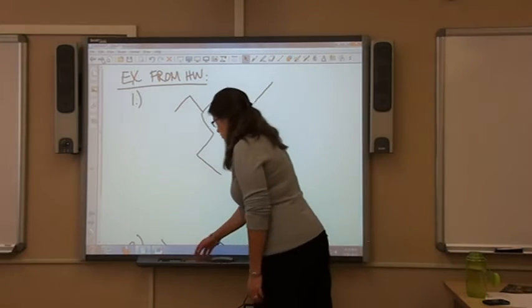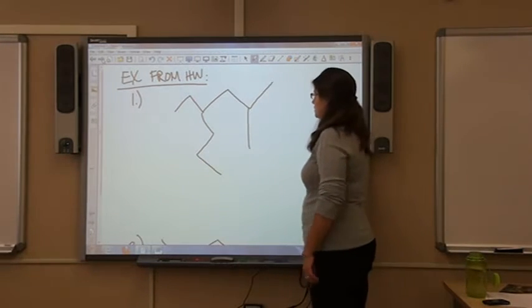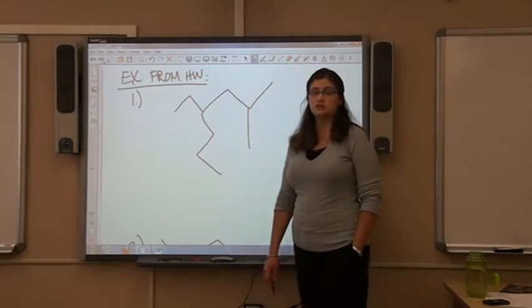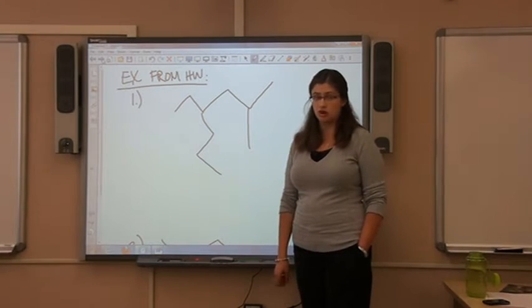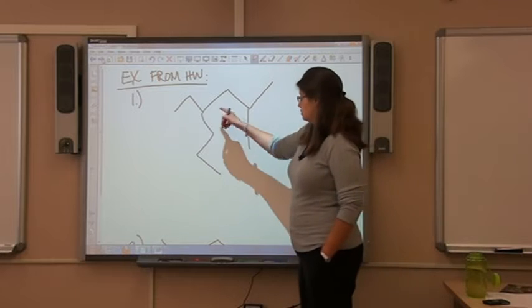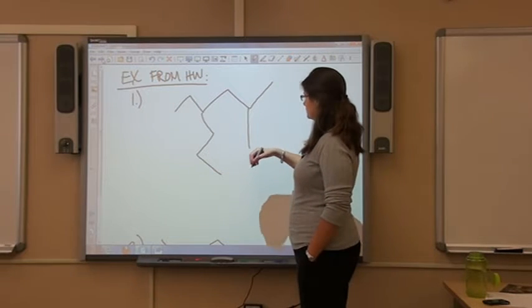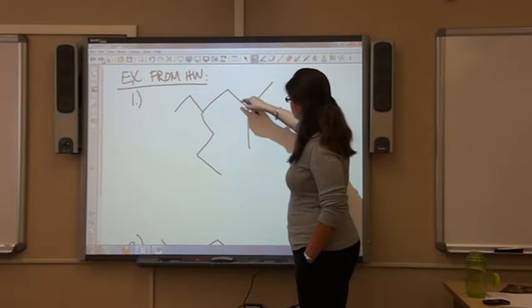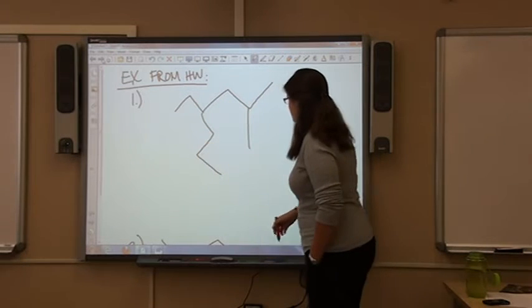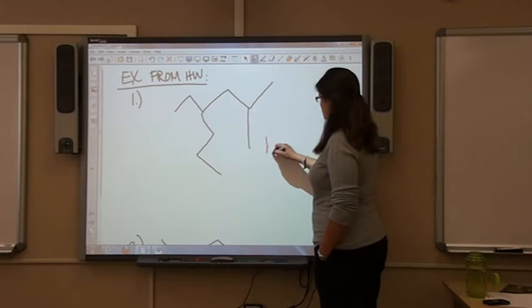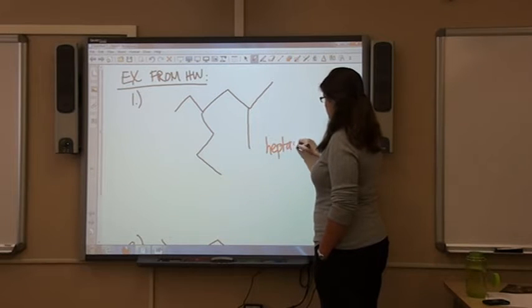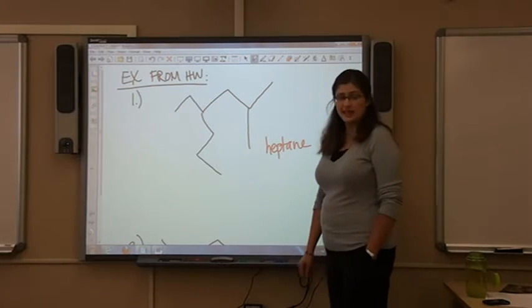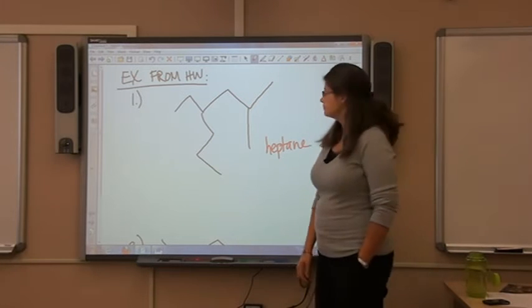Let's identify the longest carbon chain. Well, the longest carbon chain in number 1 is not the linear carbon chain. It's the one that branches off down here. So we're going to count how many carbons there are here. 1, 2, 3, 4, 5, 6, 7. 7 is heptane. I know it's ane because I don't have any double bonds.